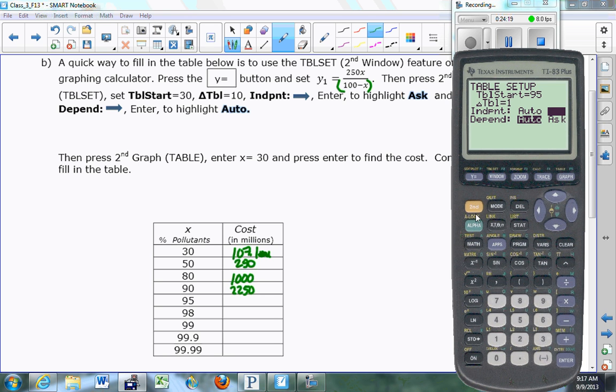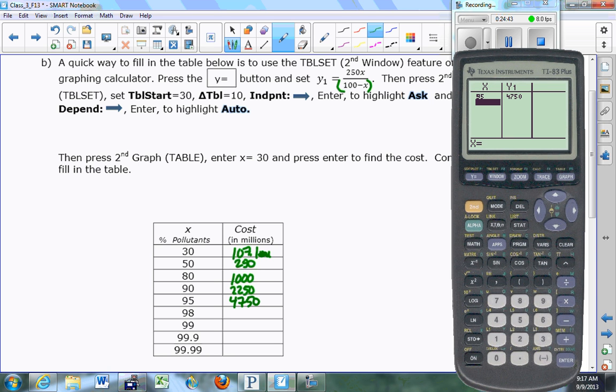So I go over to second table. And now see, it's waiting. It's waiting for me. So what do I put in for my value? It's asking me, what do I want to know? How much does it cost for 95% of the pollutants? So let's put that in. And when I hit enter, it will calculate it for me. There you go. So 4.75 billion or 4,750 million. Wow, it's getting really costly.